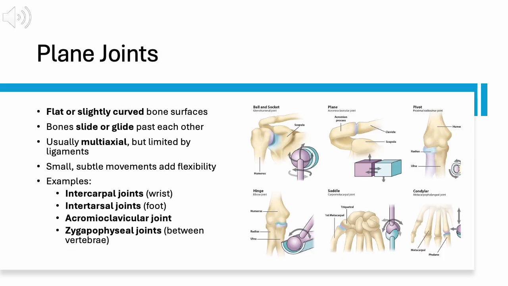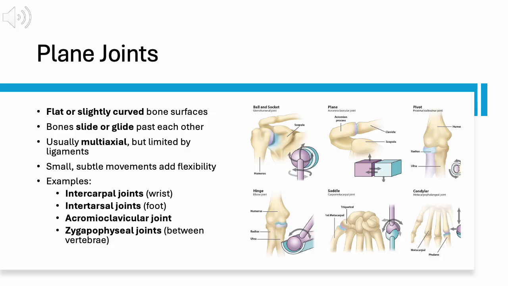Now let's take a look at plane joints, also known as gliding joints. These joints are formed between bones that have flat or slightly curved surfaces. Unlike hinge or pivot joints, there's no rounding or concavity, just smooth, nearly planar surfaces that allow bones to slide past each other. Plane joints are often considered multiaxial because the bones can move in multiple directions: forward, backward, side to side, and a bit of rotation. But in reality, the range of motion is very limited due to surrounding ligaments and neighboring bones.